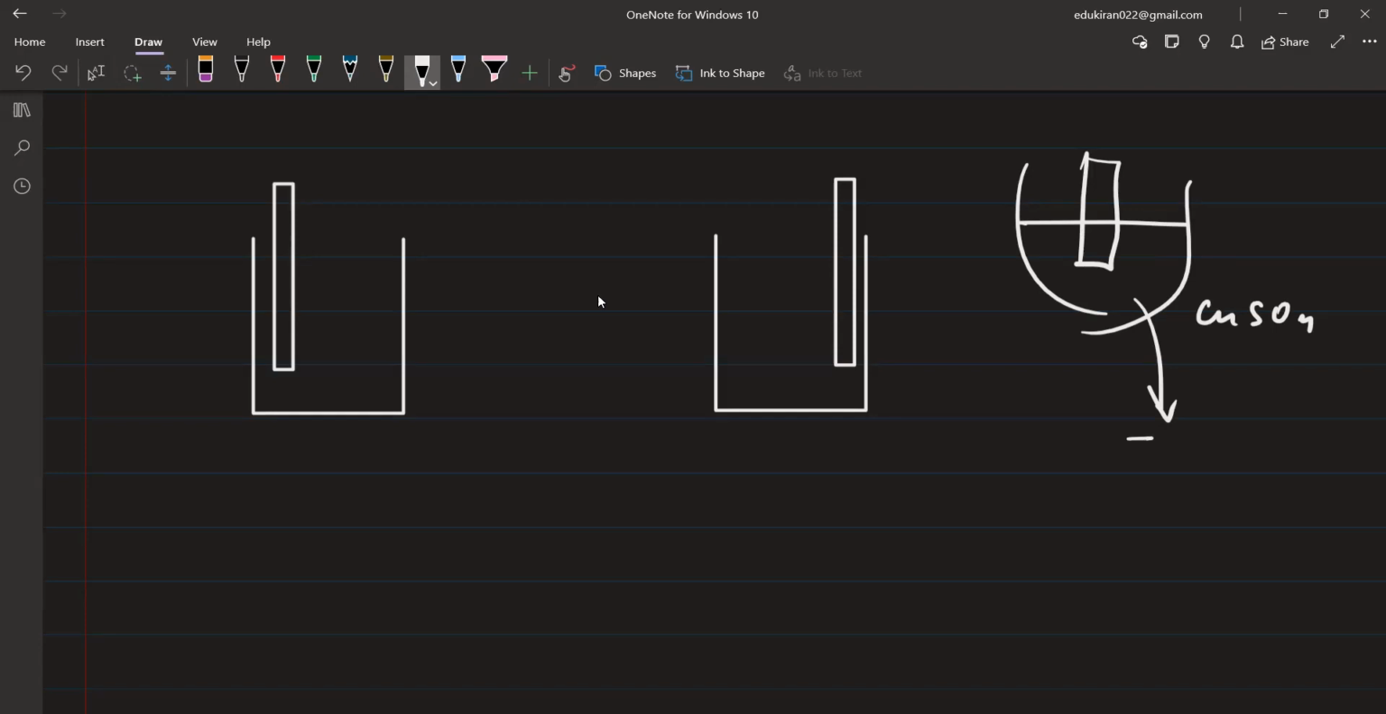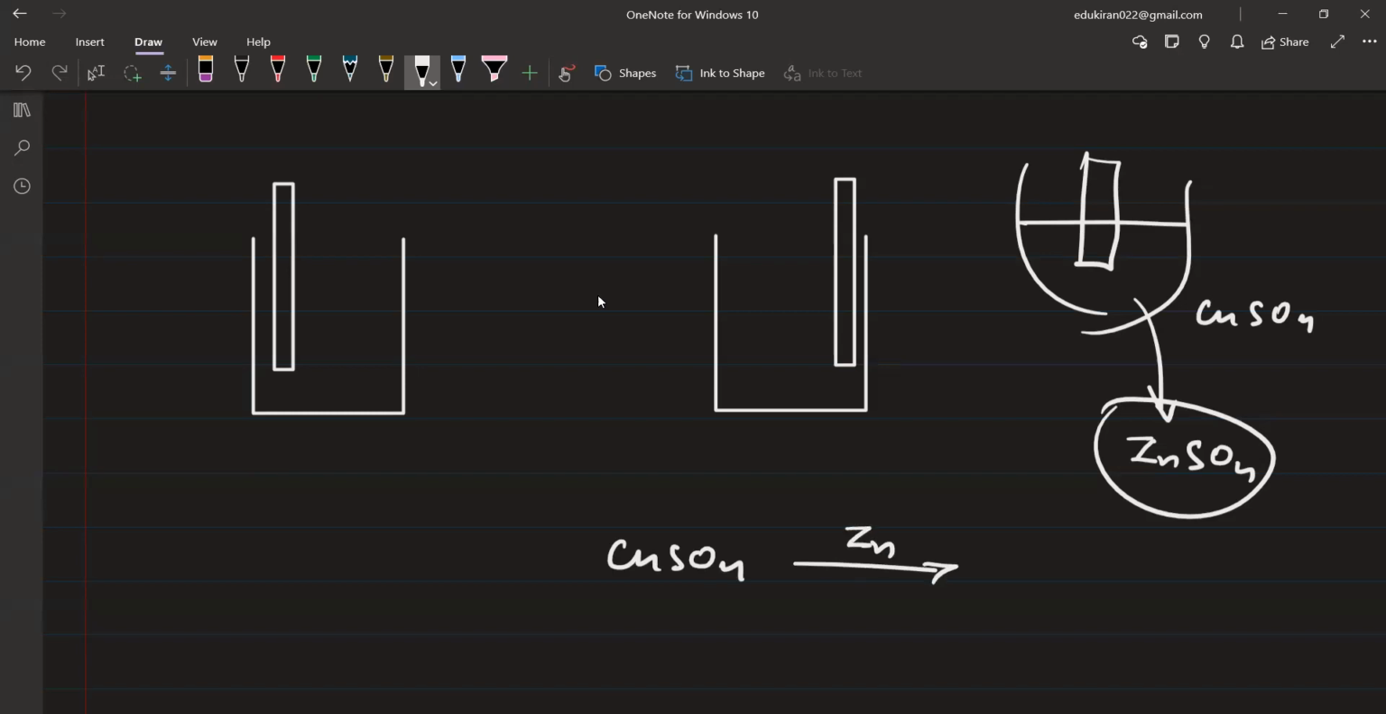And at last we get a solution in which we have ZnSO4. So we can say that what is happening here, we have CuSO4 and I added zinc metal to it and it got converted to ZnSO4. And the copper deposited onto this particular rod that we had here. So we got copper here.